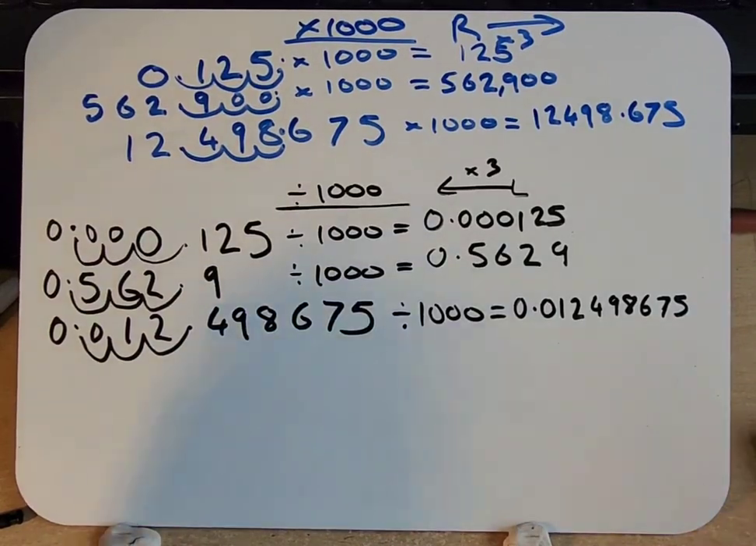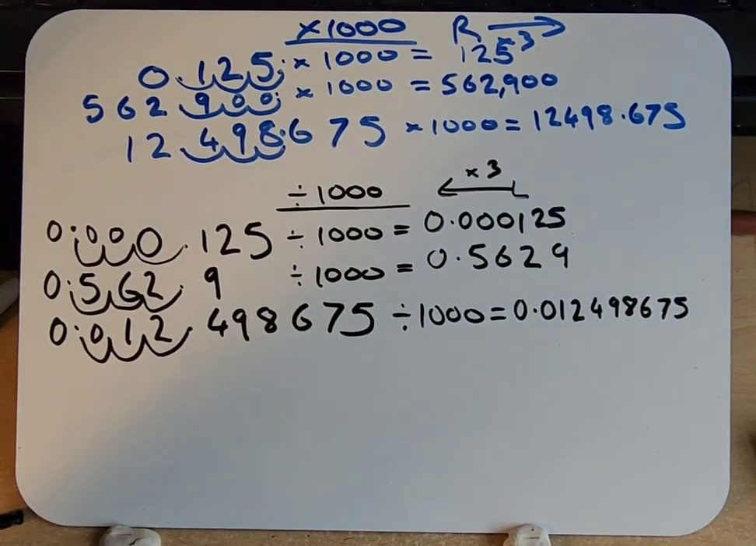Okay, there's your answers for dividing by 1,000. I'm not going to go on and do the 100,000s and millions. It's the exact same principle. Off you go, have a go, and try some examples yourself.